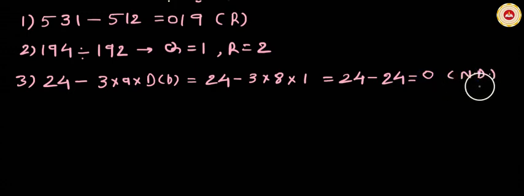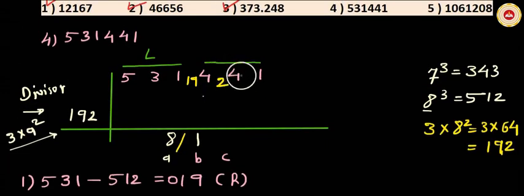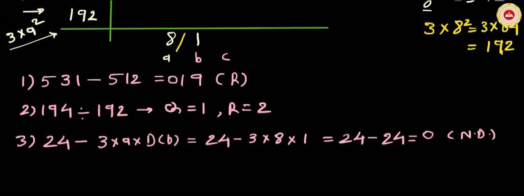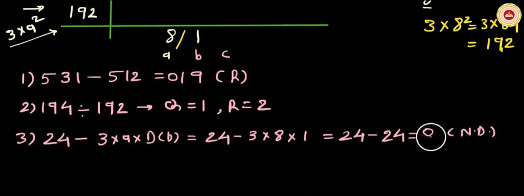Net dividend. See friends, let me repeat. This 24 is gross dividend. You cannot divide gross dividend directly by divisor 192. For that we have to calculate net dividend out of this gross dividend 24. Now to calculate net dividend, to evaluate third digit, we subtract 3A duplex of B. See, this is applicable only for third digit. We subtract 3A duplex of B from gross dividend. So we did that and we got net dividend 0.